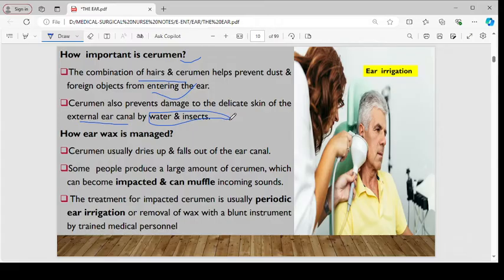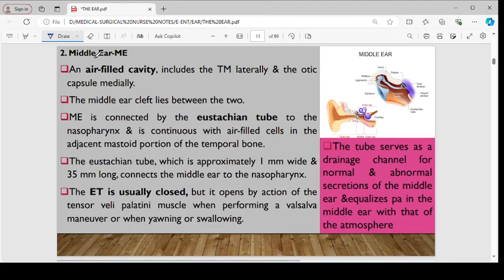So, how do we normally manage this cerumen? Well, studies have shown that cerumen normally dries up and falls out of the ear canal. But some people produce a large amount of cerumen which can become impacted and can even muffle incoming sounds. Therefore the treatment of impacted cerumen is usually periodic ear irrigation or even removal of the wax with a blunt instrument, provided it's done by trained medical personnel. So that marks the end of the external ear, or the outer ear.